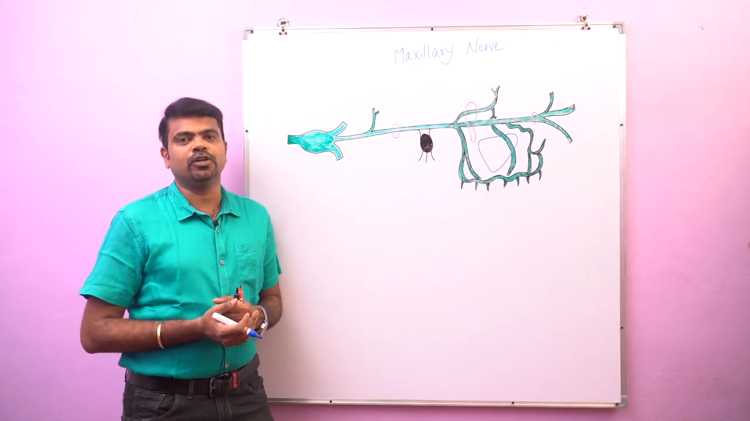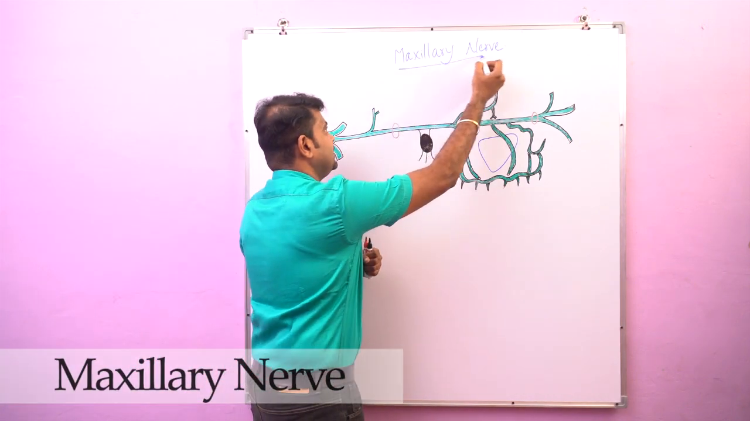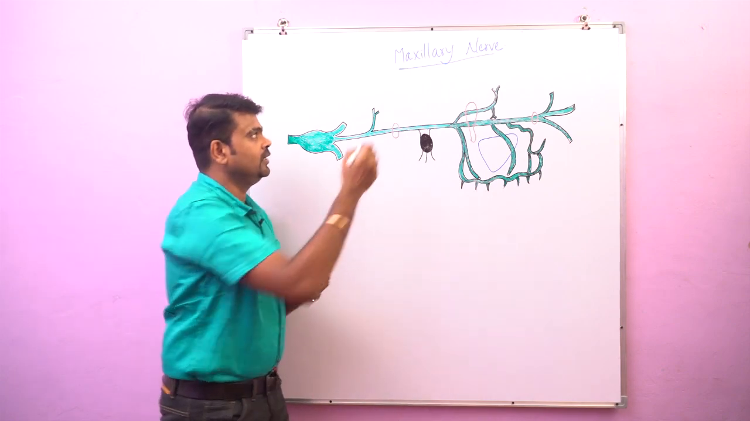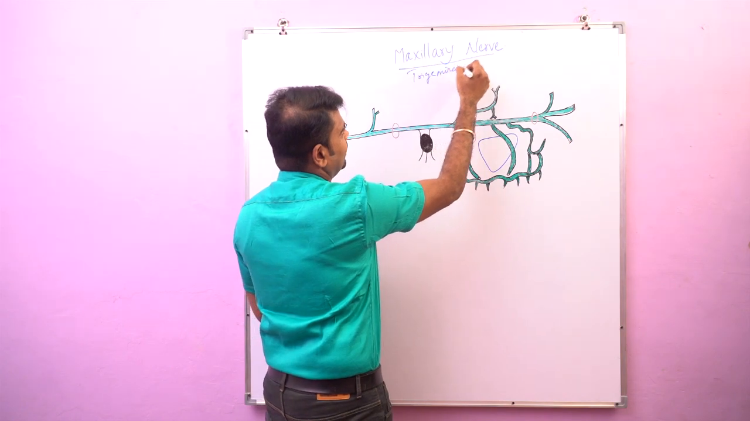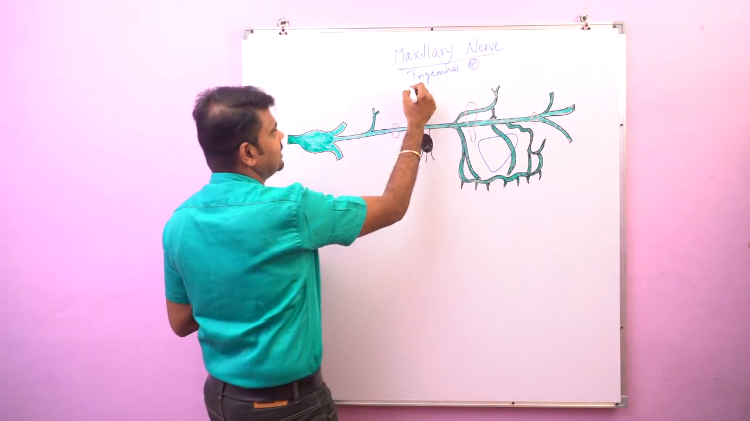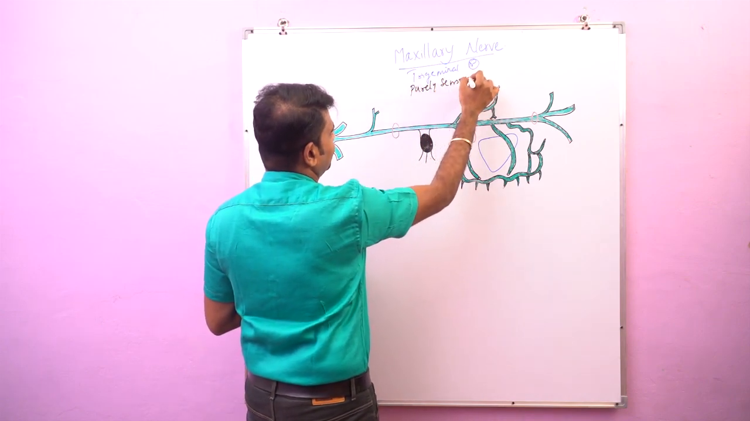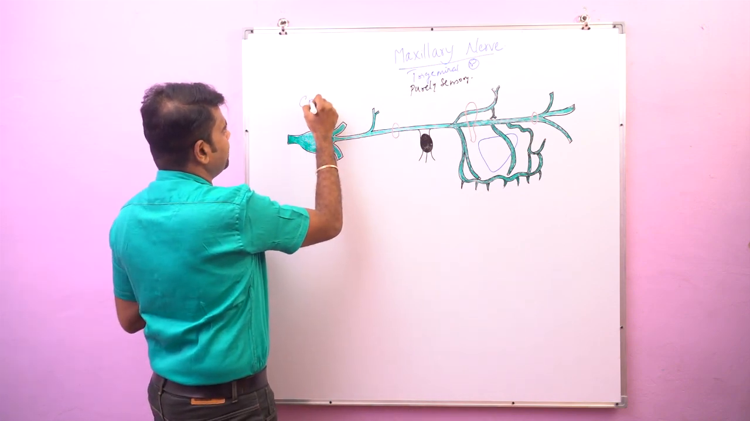In this session, I am going to discuss the maxillary nerve. The maxillary nerve is the second division of the trigeminal nerve, and it is a purely sensory nerve. Next, we'll see the course of the maxillary nerve.